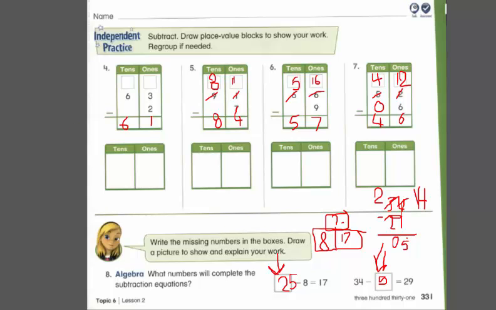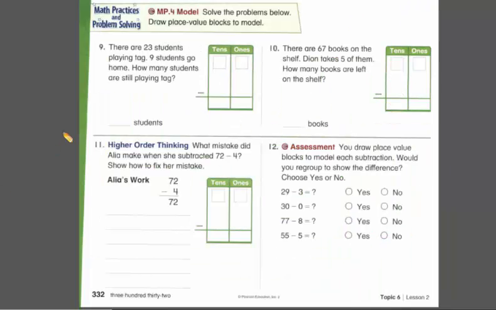Okay, turn the page. There are 23 students playing tag. It's a children's game, tag. One chases the rest. I'm sure you know it. So it's a game. There are 23 students in all, the whole, the greater number, 23. 9 students go home. How many students are still playing?